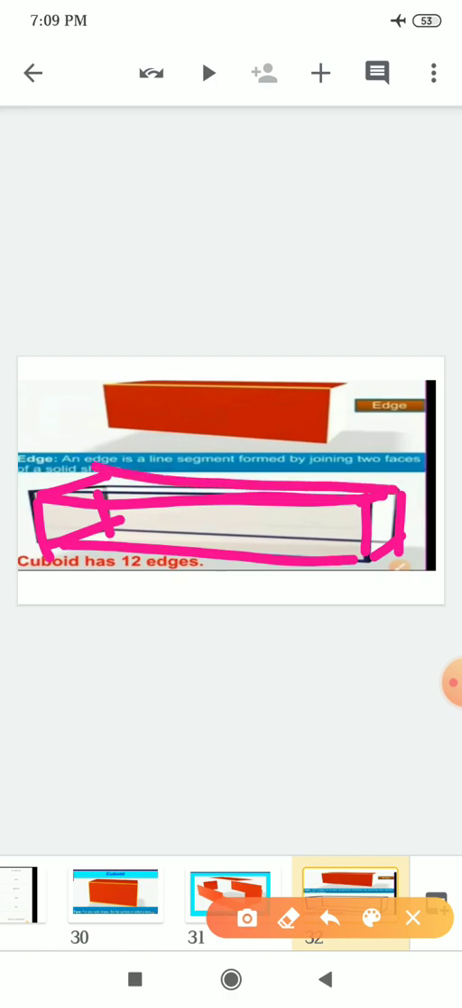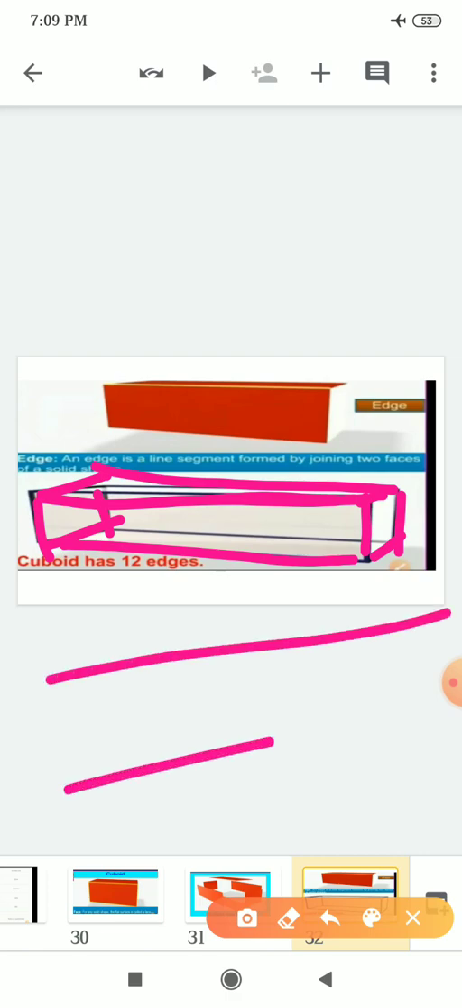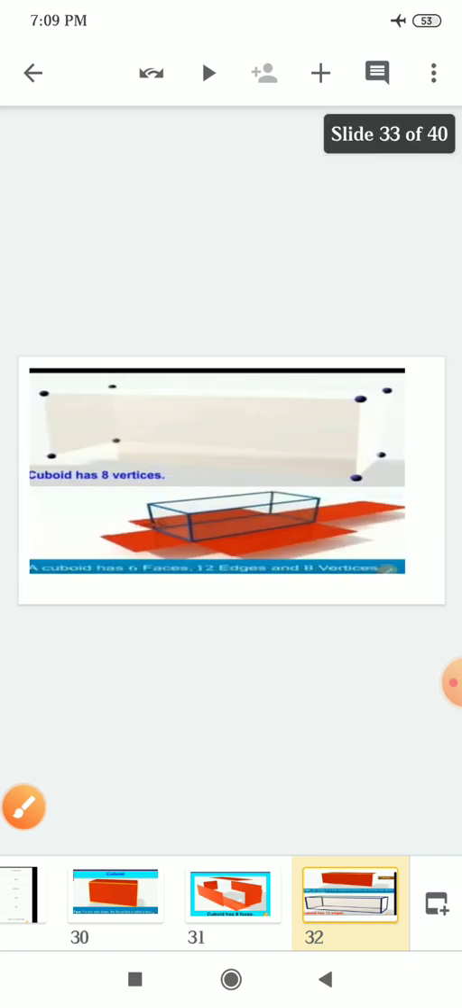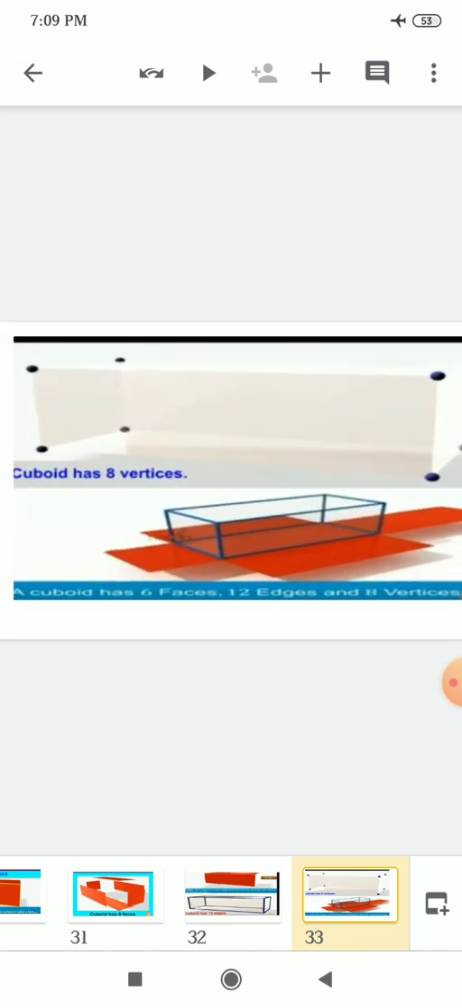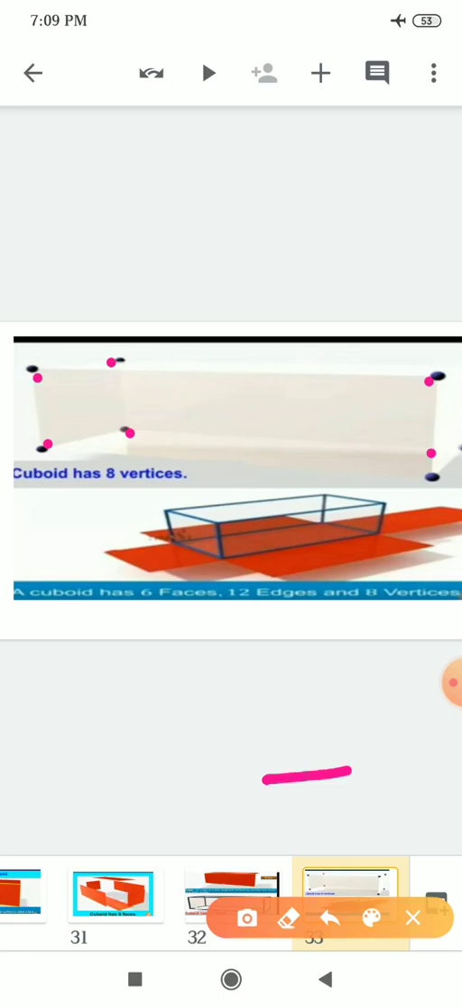An edge is a line segment, a line connecting any two vertices, or you can say an edge is a line segment formed by joining two faces. A cuboid has 8 vertices. Vertices means just the corners. 4 here and 4 will be here, connecting points, so it will have 8. So a cuboid has 6 faces, 12 edges and 8 vertices.